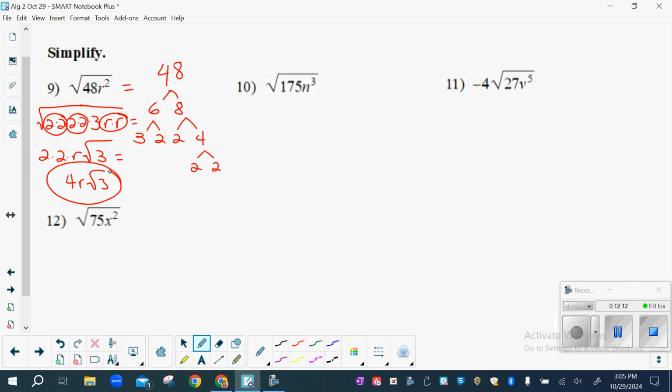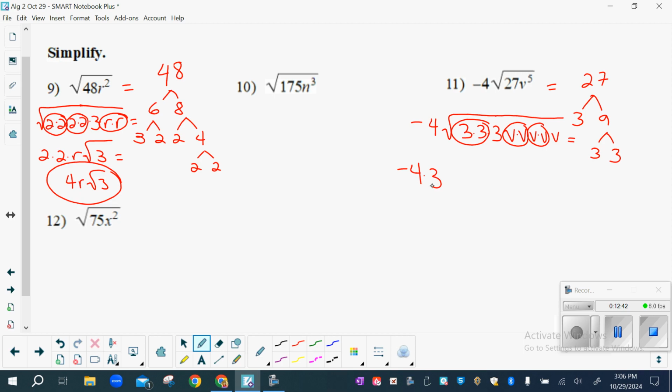Let's go ahead and do number 11. So what goes into 27? 3 and 9. 3 and 3. So this would be negative 4 square root 3 times 3 times 3. And how many v's? 5. Good. 1, 2, 3, 4, 5. And what do we have pairs of? The 3s and v's, and another pair of v's. So this is negative 4 times 3 v squared square root 3v, and negative 12 v squared square root 3v. Well, got it right.